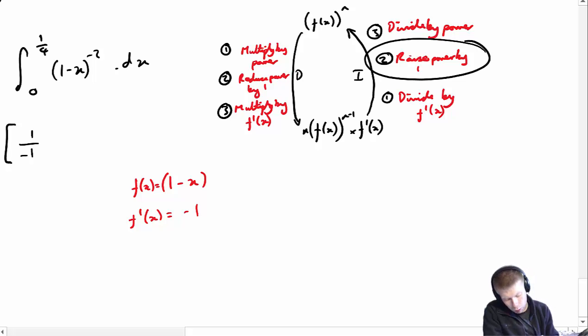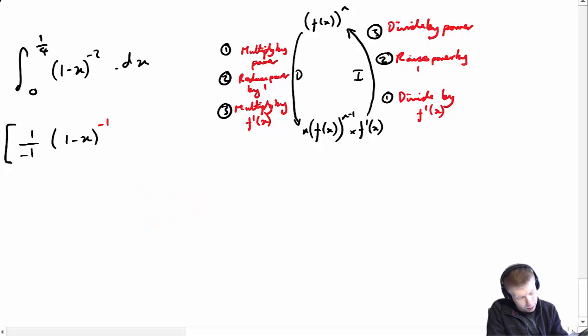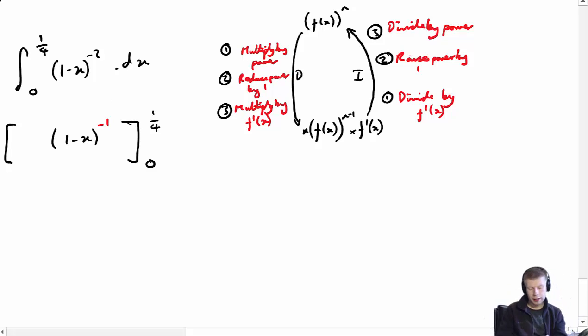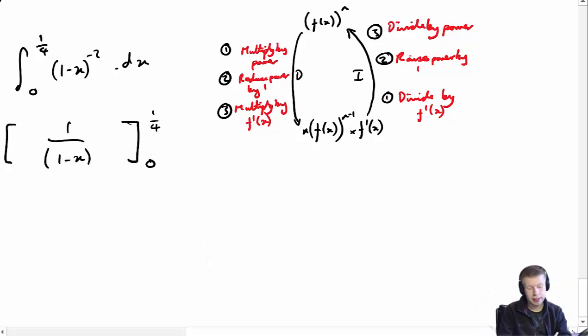Then I need to raise the power by 1. So I've got 1 minus x, and negative 2 becomes negative 1. Does that make sense? Then third, I need to take the power and divide by it. The power is negative 1, so I just divide through by negative 1. I've got a negative 1 times a negative 1, which becomes a positive. So the integral is just going to become 1 over 1 minus x. It's 1 minus x to the power of minus 1. You can verify that if I differentiate that, I'll get back to 1 minus x all to the power of negative 2. Of course, you could do it by substitution if that doesn't make sense.